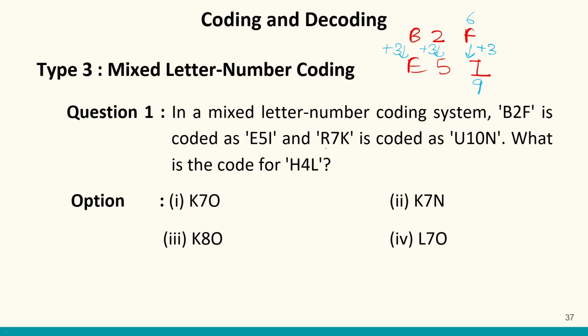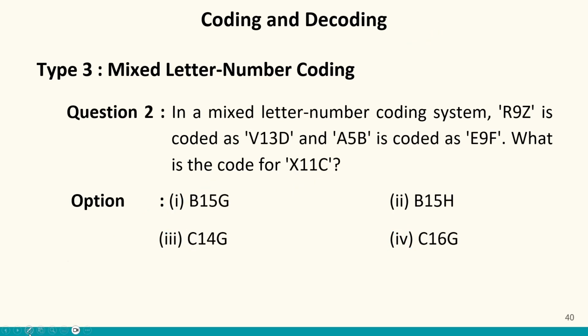Let's check for R7K. R to U will also give me plus 3. 7 to 10 will also give me plus 3. And K to N will also give me plus 3. So the logic that we are following is we are adding 3. So from H, if I add 3 positions, you can use your finger to count I, J, K. I'll get K. 4 plus 3 will give me 7. So I can eliminate these 2 options, right? Then L plus 3 will give me O. So my answer will be option number 1, K7O. Then this question.